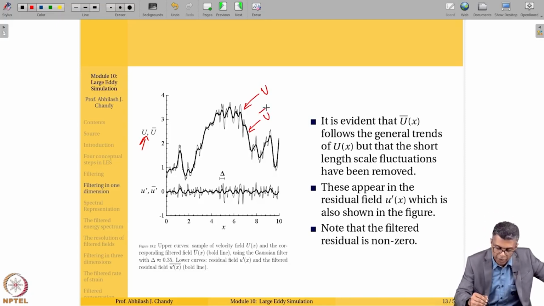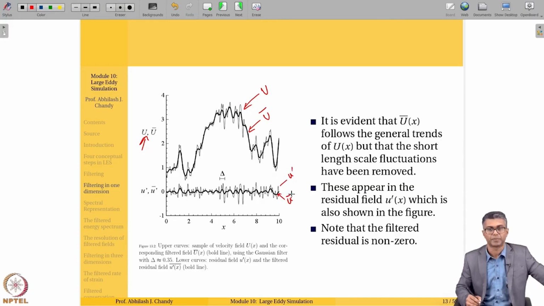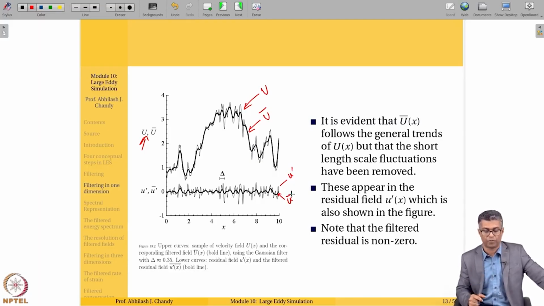And on the bottom, your thin solid line is your u prime, and your thick solid line is u prime bar. So that is your filtered residual field. u prime is your residual field, u prime bar is your filtered residual field.